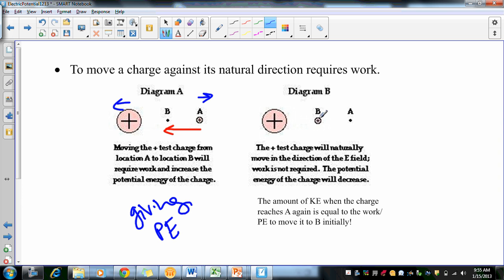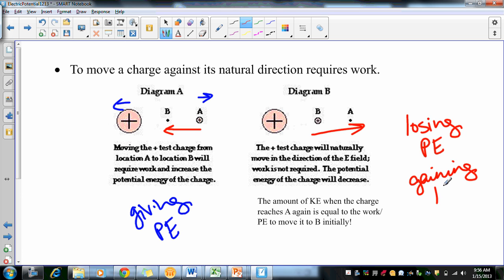Now, if that object is sitting at B and you let go, what are they going to do now? It's going to fly away because they want to repel each other. They naturally want to move away from each other, so when you let go, this positive charge will move away. So now we are losing potential energy, and the charge is now moving, so we're gaining kinetic energy, just like last semester.